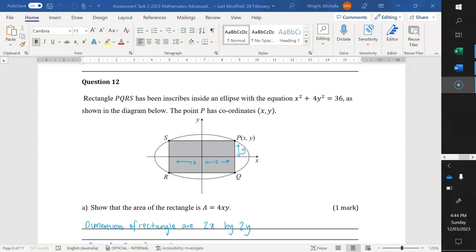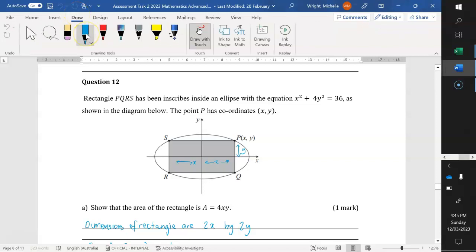Hi Year 12, we're looking at the video solutions to the assessment task 2 for 2023 for advanced mathematics. If you have a look below, I'm just going to start at question 12 and we'll go through from there, and I'll go back to question 11 in a moment.